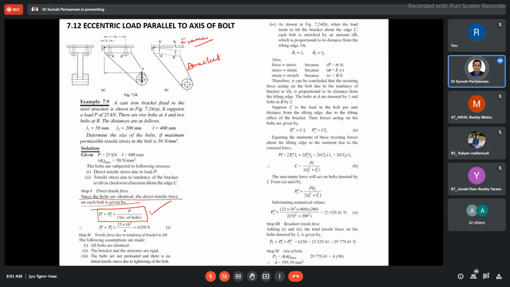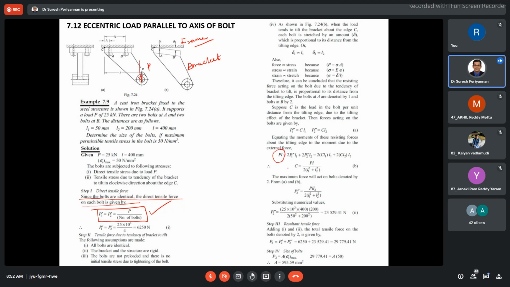With respect to the bending moment, we are going to find out another tensile load, which is nothing but the resistive force developed in the bolt. We are finding it with the bending moment calculation. This is the load P in the bracket acting at a distance of L1, so we use P times L1.